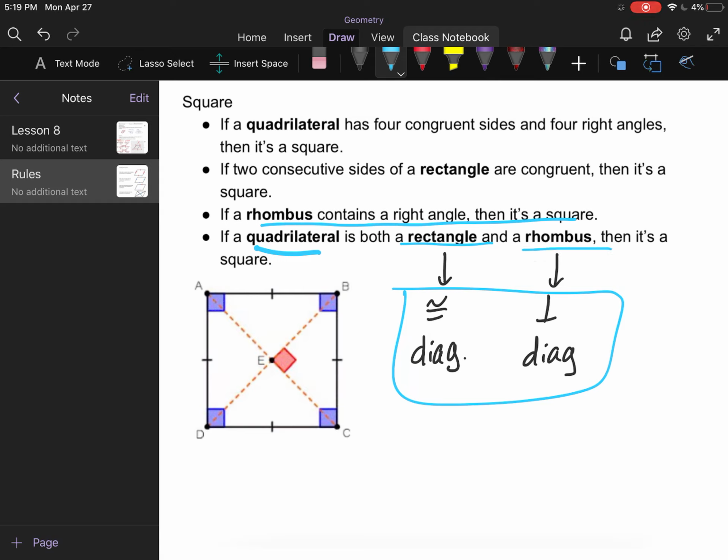And the diagonals of a rhombus will always be perpendicular. And that will always be true for both of those. And if you combine those, it becomes a square. So these 2 diagonals here are congruent and they're perpendicular, and there's no other shape that has that. So if we can do both of those things and prove those, then that is enough to say that we have a square.